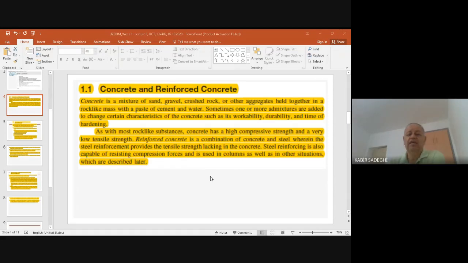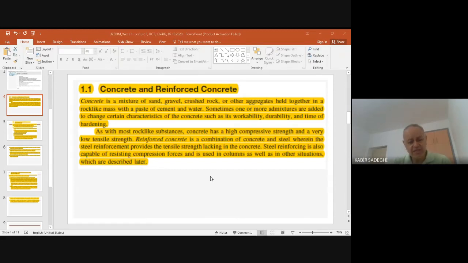Therefore, you have seen in, I think, construction materials about concrete, how to find the mixture of that, how to test that, and what the specifications of that are. Therefore, I don't repeat them here.